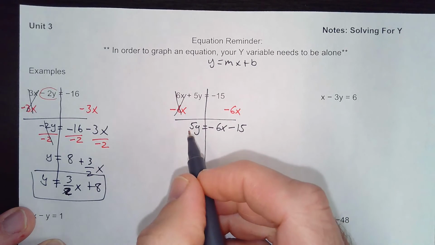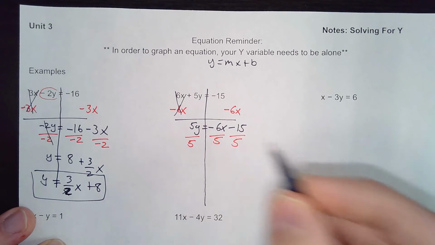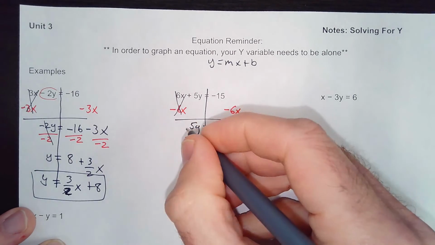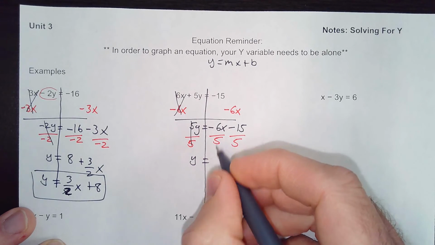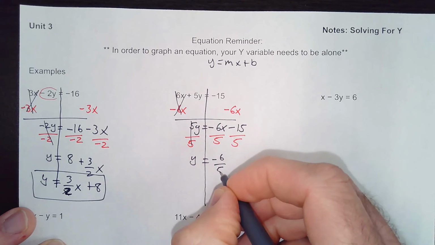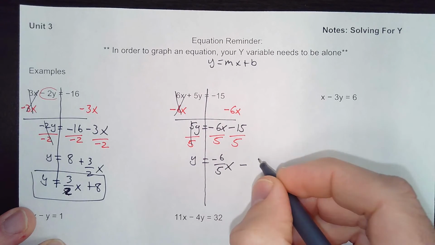Now I need to get rid of the 5 in front of the y here, so divide by 5, divide by 5, divide by 5. We get a giant 1, and y equals, this is negative because there's only one negative, so negative 6/5 x minus 3.